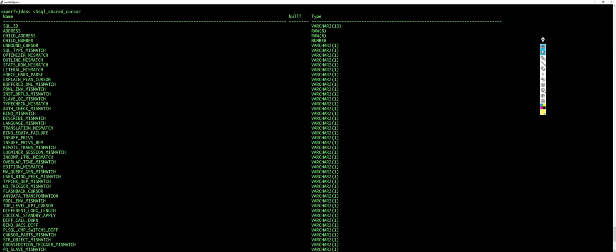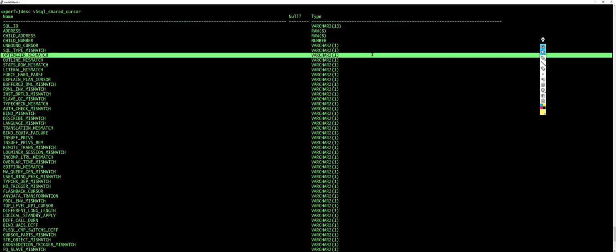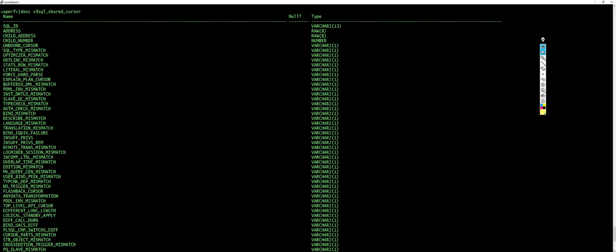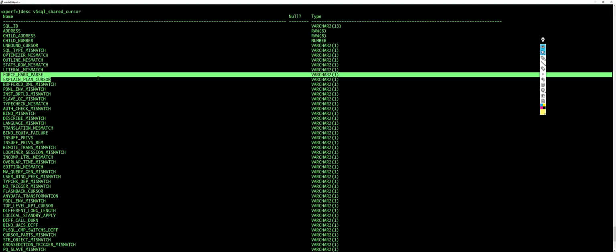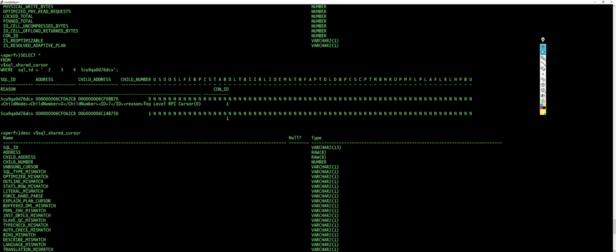Okay, so if you see optimizer mismatch, these reasons will always be there. It was there from 11G till the current version. SQL type mismatch, these reasons will always be there. But if you see top level RPA cursor, this is somewhat a very rare issue. It is not a frequently occurring issue, so we need to check the documentation for this.